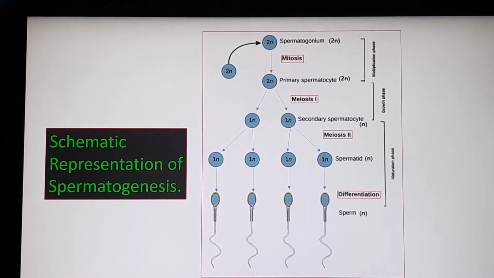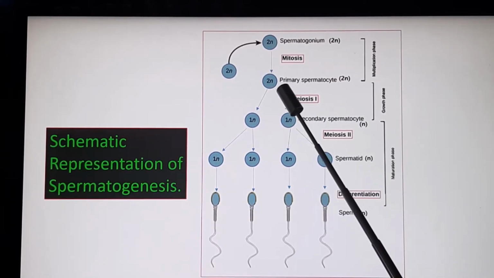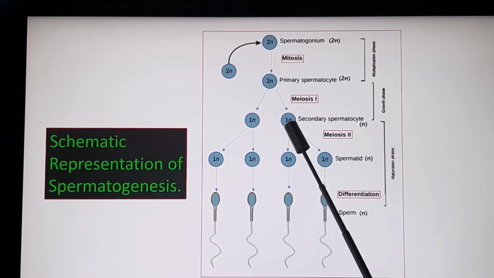Spermatogonium is formed, which is diploid in nature. These spermatogonial cells undergo growth, and become primary spermatocytes. We have already discussed that primary spermatocytes are the spermatogonial cells which take part in the first meiotic division. The primary spermatocytes undergo the first meiotic division and two haploid cells are formed, which are known as secondary spermatocytes.